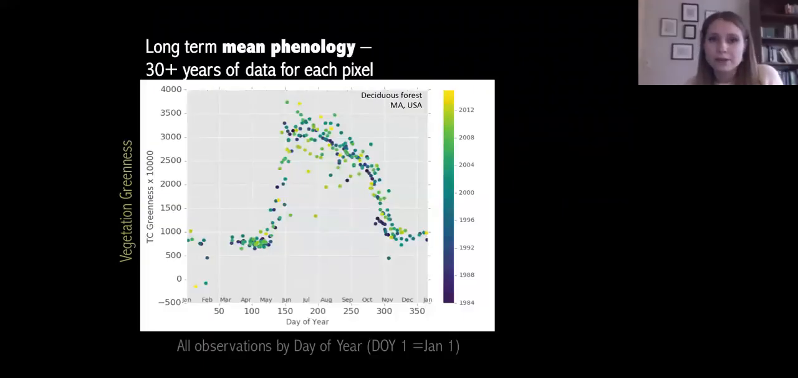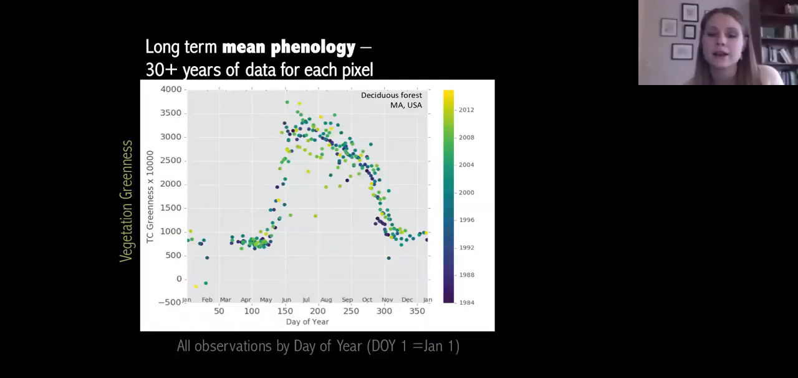The temporal repeat time of Landsat, as I mentioned, is 16 days, 8 if we've got those 2 sensors going. So while we may not get enough observations in any given year to look at a clear phenological signal, we can actually make use of the complete Landsat archive to establish a more stable phenological signal. So here we're looking at a time series of all observations over 30 years for a deciduous forest pixel in Massachusetts. And these observations have been plotted by the day of year that they were acquired on.